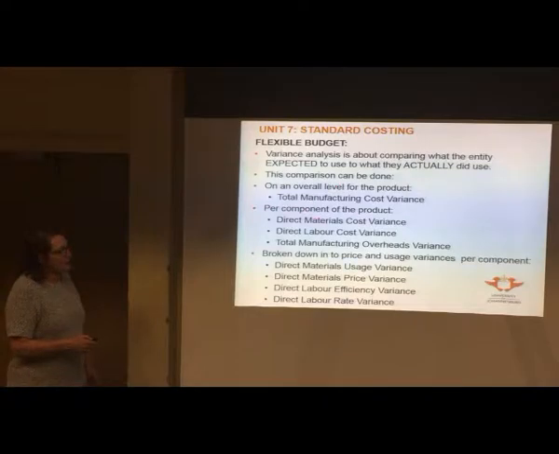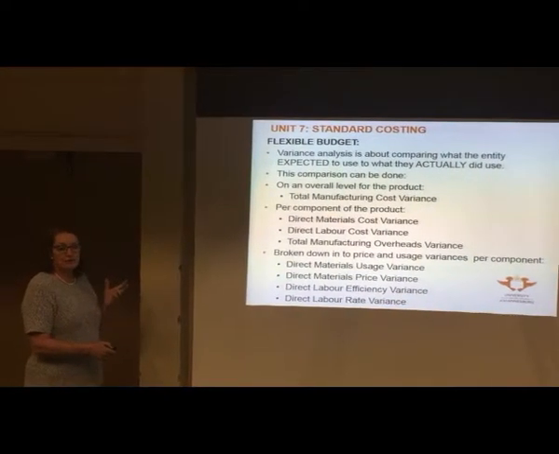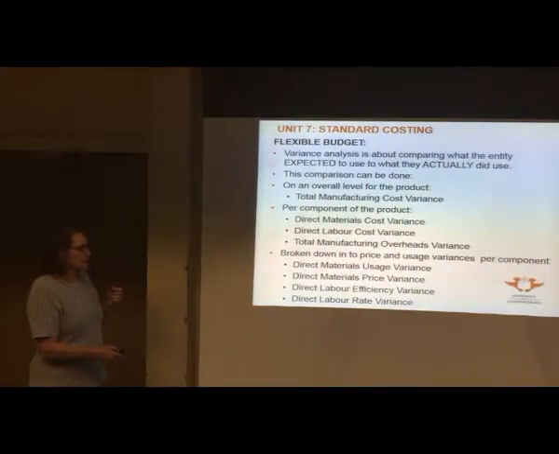Looking at each component, we get a cost variance for each one. We get a total variance for the whole product, for the period. Then we get a cost variance for direct materials, direct labor, and manufacturing overheads. Then we can break that down further into the direct materials usage variance, if we've used more materials than we had anticipated, and the direct materials price variance, if the materials cost us more or less than we anticipated. The labor efficiency variance is, did we use more hours of labor than we planned? And the labor rate variance is, did we pay the labor more than we had anticipated?